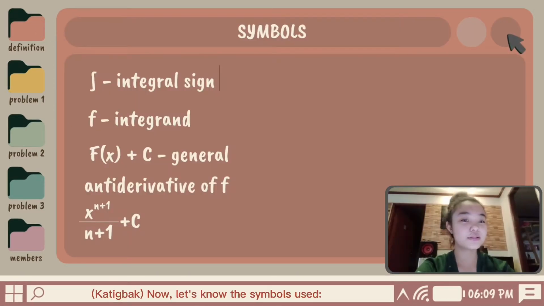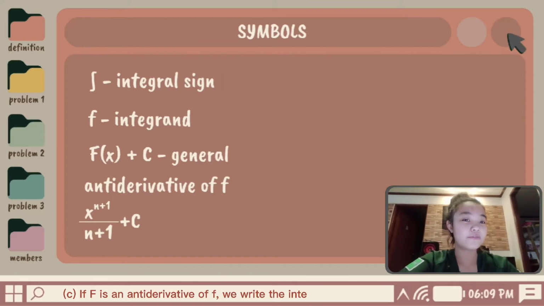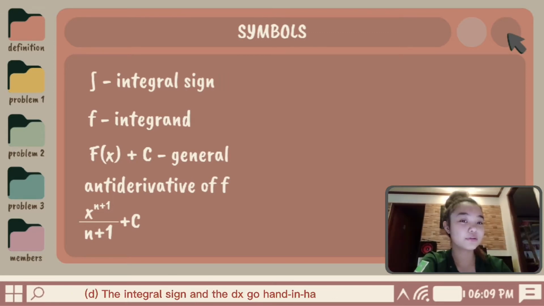Now, let's know the symbols used. The first symbol is called the integral sign, denoting the operation of antidifferentiation. The next is the function f. It is called the integrand. If F is an antiderivative of f, we write the integral of f of x times dx is equal to F of x plus c. The integral sign and the dx go hand in hand, and the dx helps us to identify the variable of integration.